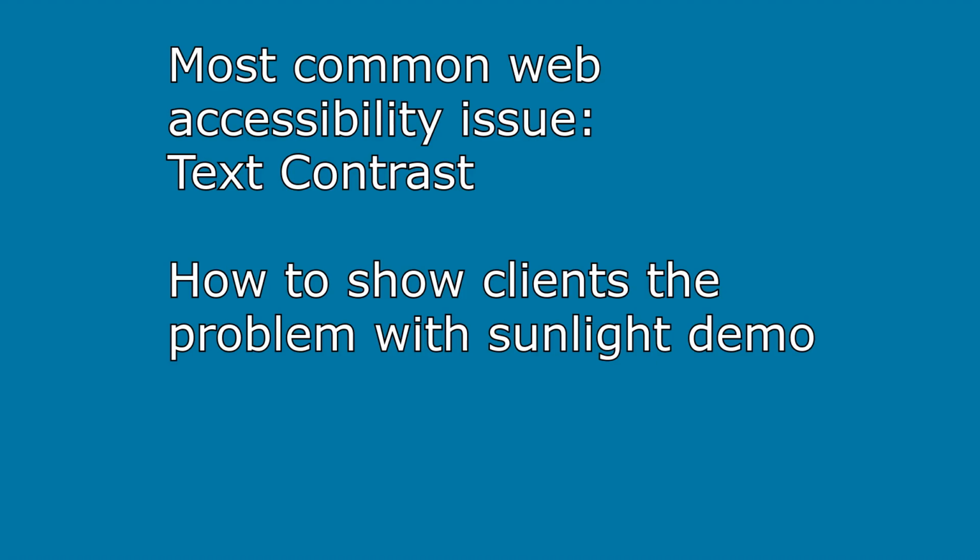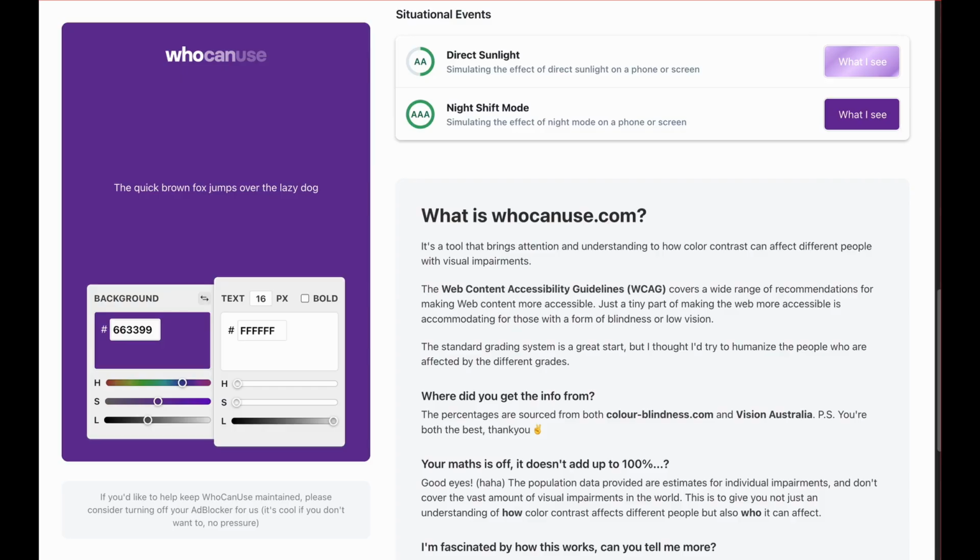The most common issue for web accessibility by far is text contrast. This means, does the text have enough contrast for people to actually read it? Oftentimes, there will be pushback on using higher color contrast. One of the ways to get around that is to actually show people how this affects real people in the real world.